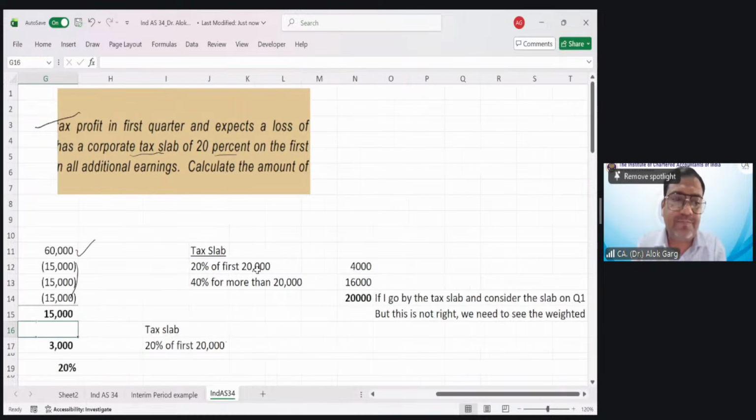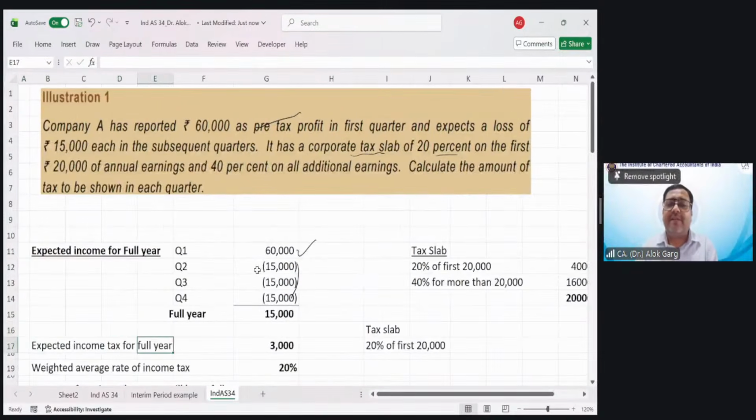Right now, what is my expected income for the full year? It is 15,000. Expected income for the full year is 15,000. What is my expected tax for the full year?